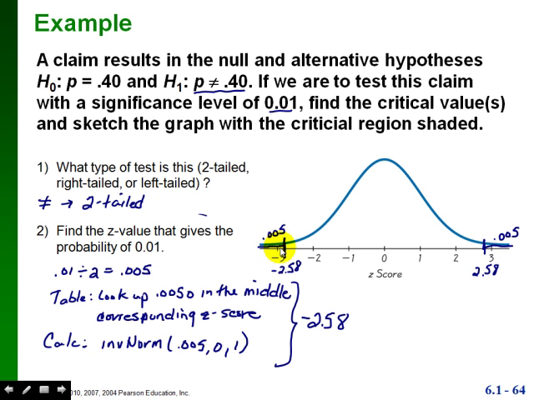What that means is if our test statistic comes out to be either less than negative 2.58 or greater than a positive 2.58, then in either case we'd reject the null hypothesis. So if it's over there or over there, we'd reject the null hypothesis. If it's in between, in the middle here, then our conclusion would be fail to reject the null hypothesis.